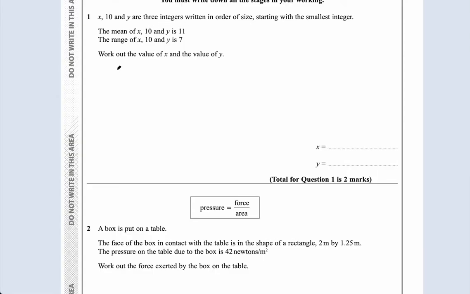If the mean is 11, that means x plus 10 plus y, the three numbers added together, divided by 3, has to equal the mean, which is 11. Then I multiply across by 3: x plus 10 plus y equals 33. And x plus y equals 23 because I subtract the 10. So now I have an equation, x plus y equals 23.